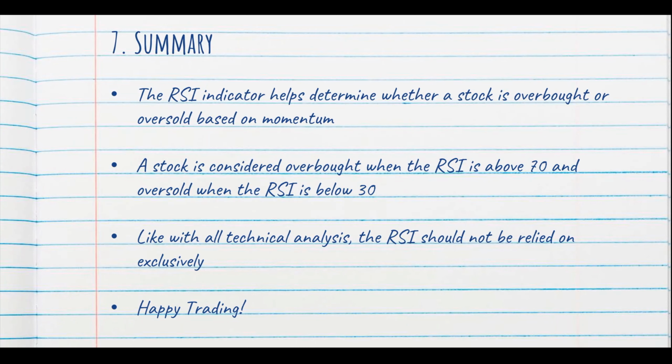So in summary, the RSI indicator helps determine whether a stock is overbought or oversold based on its momentum. A stock is considered overbought when the RSI is above 70 and oversold when the RSI is below 30. And like with all technical analysis, the RSI should not be relied on exclusively.